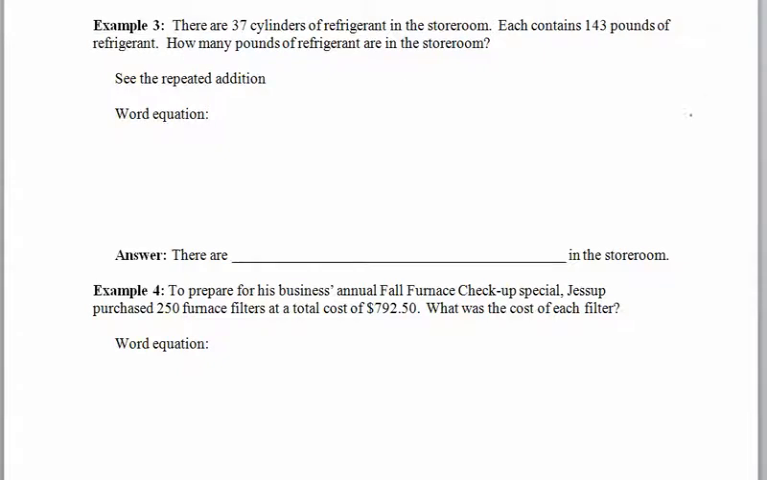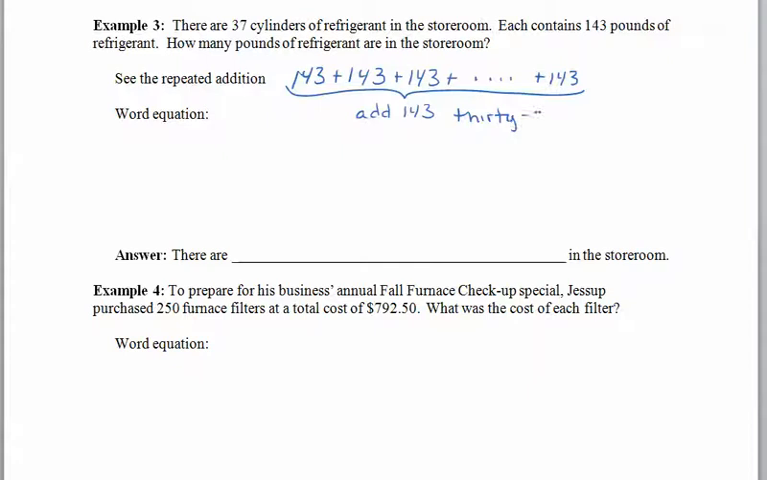So the first thing we want to do is notice that this is a repeated addition situation. If we looked at the first cylinder, we would have 143 pounds. And then if we looked at the second cylinder, we'd have another 143 pounds. The third cylinder would contain 143 pounds. And to find the total, we'd have to start adding all these up until we got to the 37th cylinder. And that would be the 37th time we would be adding 143. So here we are, adding 143, 37 times. And I certainly don't want to enter all of that into my calculator. So what we're going to do, of course, is multiply.